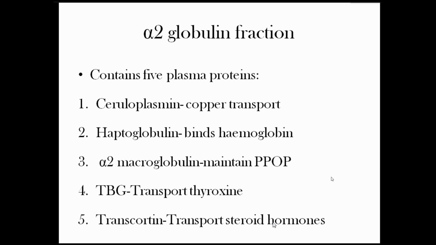So deficiency of ceruloplasmin leads to copper deposition. A decrease in copper transporting protein leads to an anemia, and an increase in copper transport leads to hepatolenticular degeneration of the liver. So haptoglobin is the next protein, and this protein binds hemoglobin.